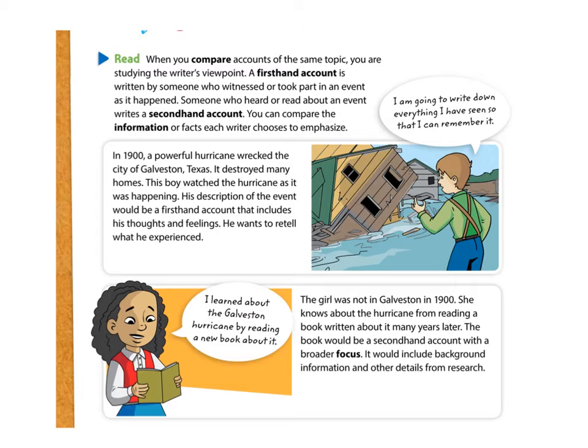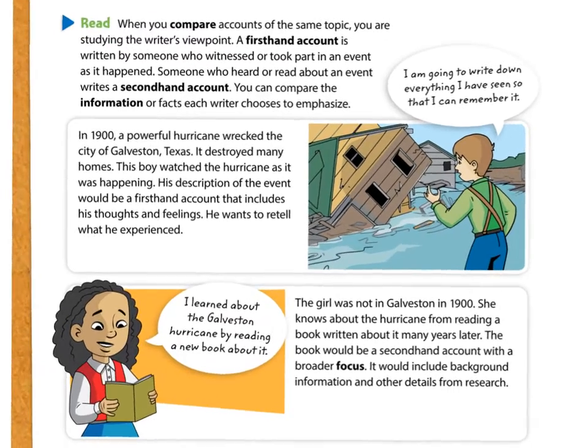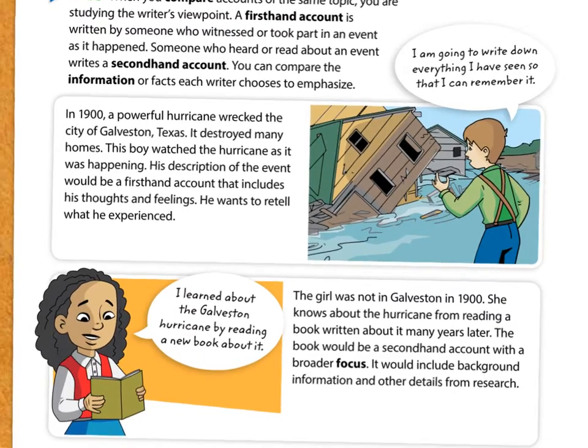As we continue today, I want you to notice that when you compare accounts of the same topic, you are studying the writer's viewpoint. We've already reviewed that a first-hand account is written by someone who witnessed or took part in an event as it happened, while someone who heard or read about an event writes about it. That would be a second-hand account. You can compare the information or facts each writer chooses to emphasize. So let's go ahead and look at this comic, and let's see if we can determine what's first-hand and second-hand.